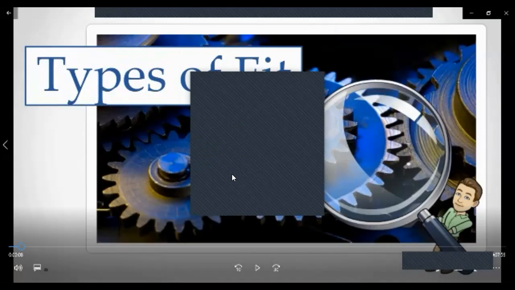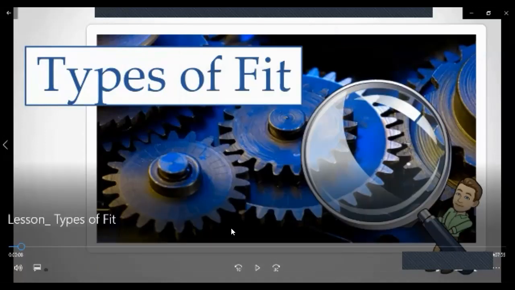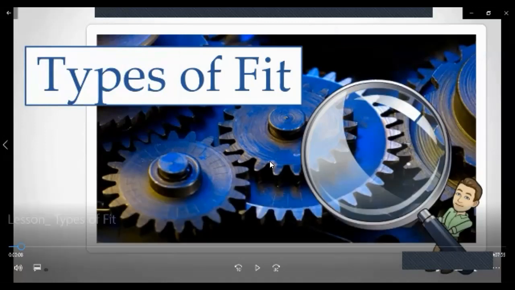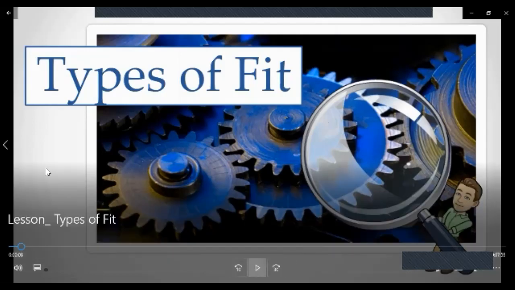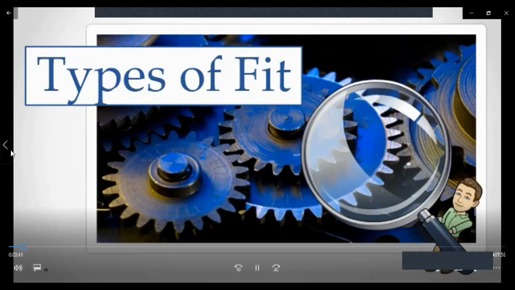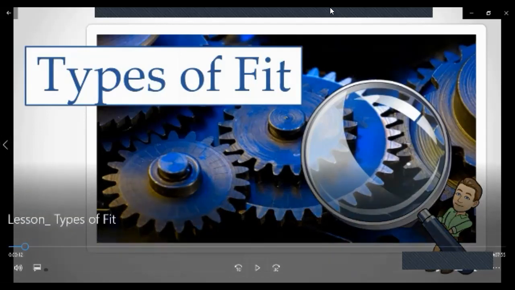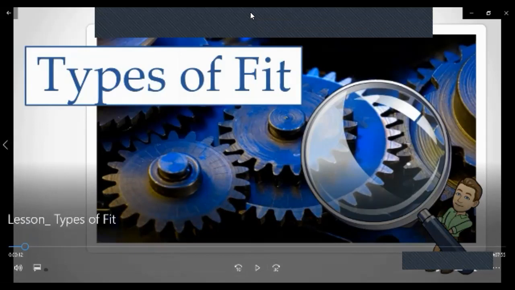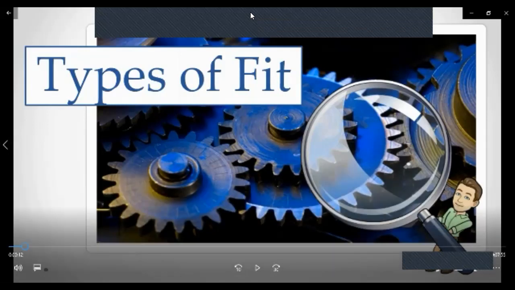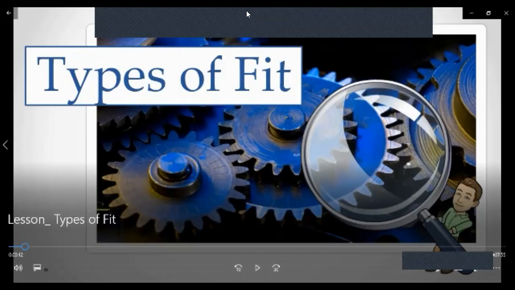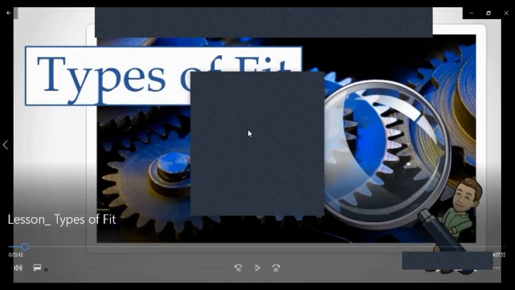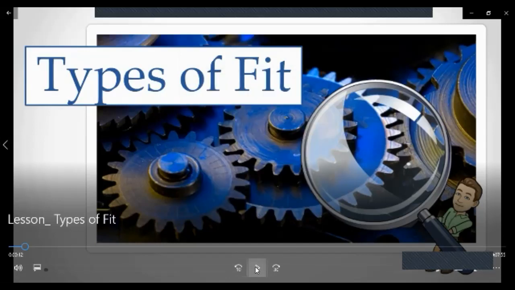So you see, this video will show what are the different types of fit, okay? Those three: clearance, transition, interference, okay? In this lesson, we're going to take a look at different types of fits between the parts of an assembly. Able to hear the audio also, right? Please confirm. Okay.